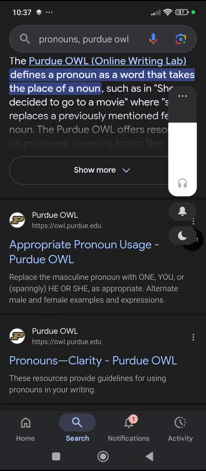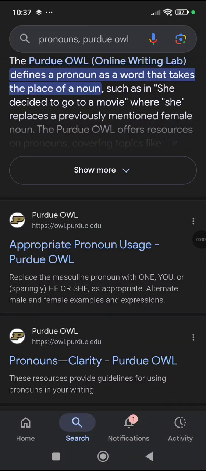So, next we look at appropriate pronoun usage on the Purdue website.